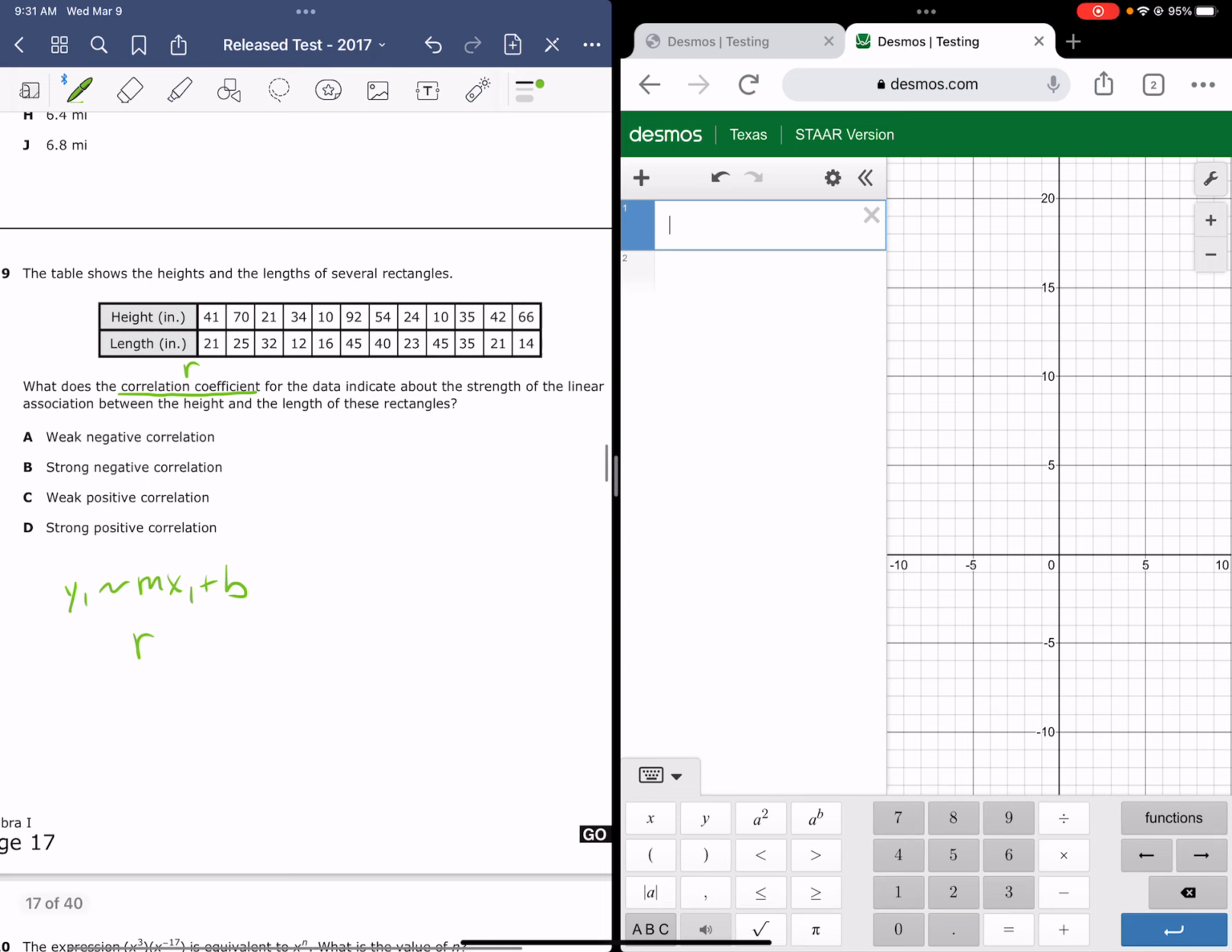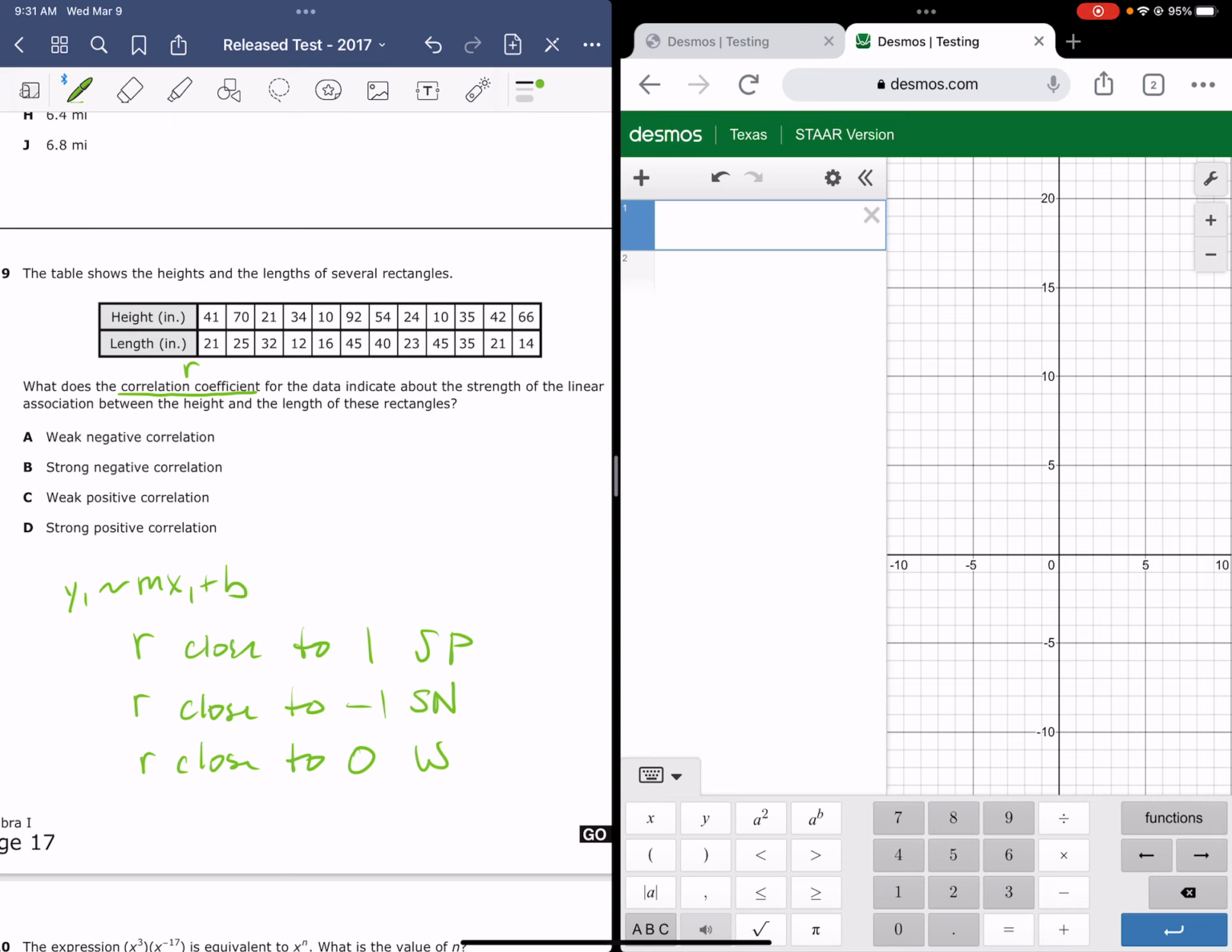If we have an r that is close to 1, then that's going to represent a strong positive correlation. I'm just going to abbreviate that with SP. That stands for strong positive. If we have an r that is close to -1, then that is going to represent a strong negative correlation. And if we have an r that is close to 0, that is going to represent a weak correlation.